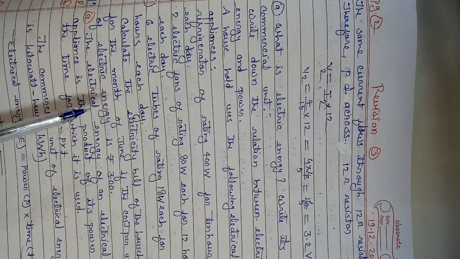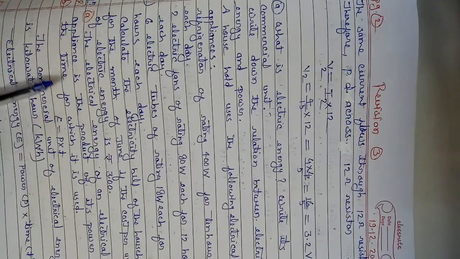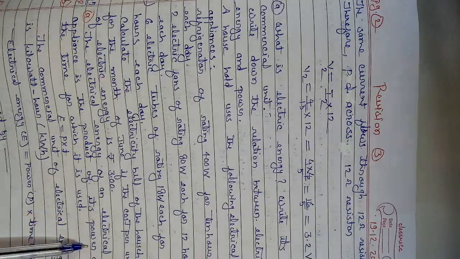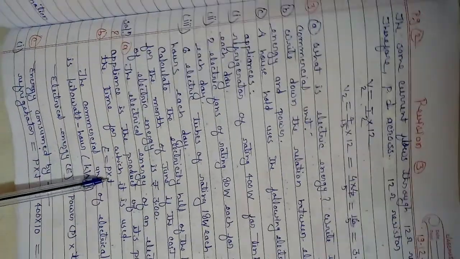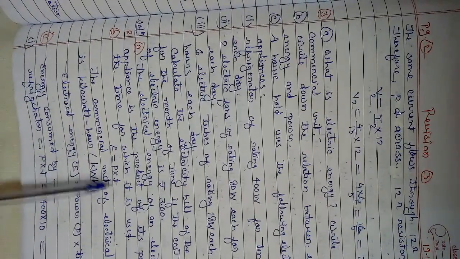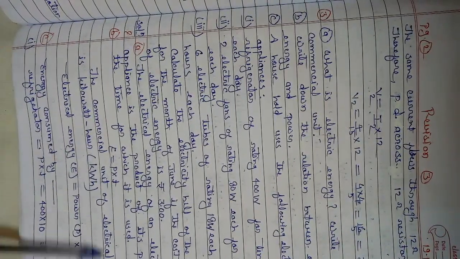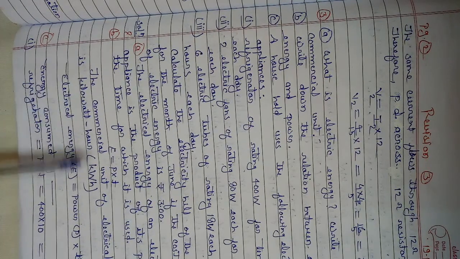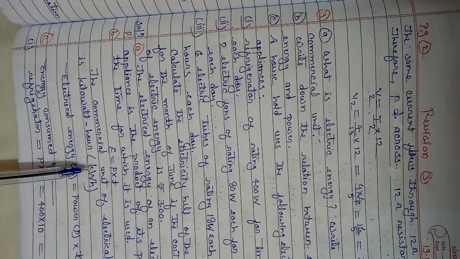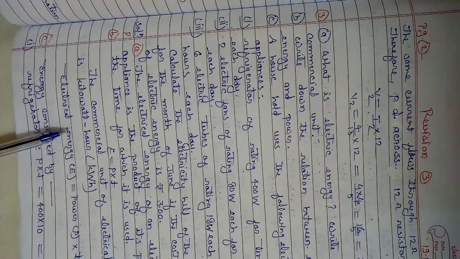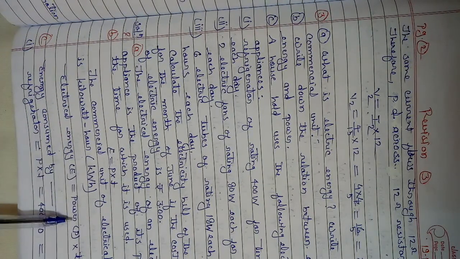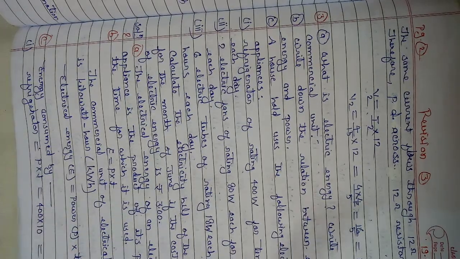Now the first part, the electrical energy of an electrical appliance is the product of its power and the time for which it is used. So it can be written as E equals P into T. And the commercial unit of electrical energy is kilowatt hour. Its symbol is small k, capital W, small h. So we can write electrical energy E equals power P into time T. These are the two parts.